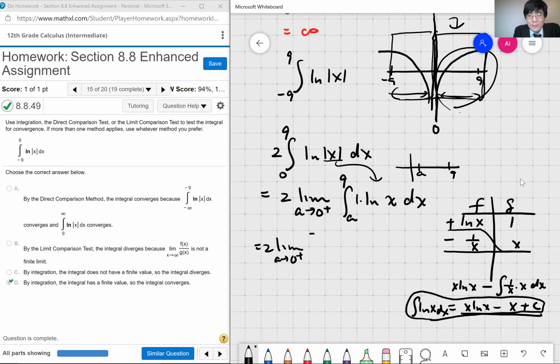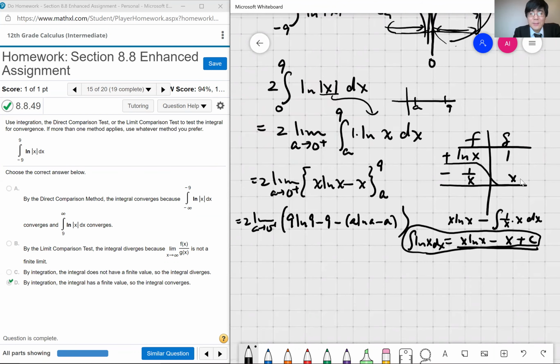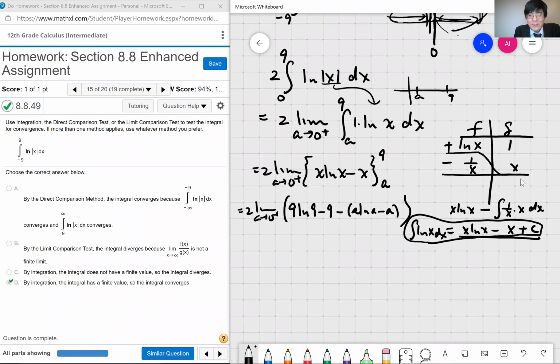So after the integral, it's going to be x ln x minus x, and you plug in a and 9. So it's going to be 9 ln 9 minus 9 minus (a ln a minus a). Now you have to take a limit. The limit of a converging to 0 is fine, but the limit of this one is kind of hard to do, so let's do this one separately.